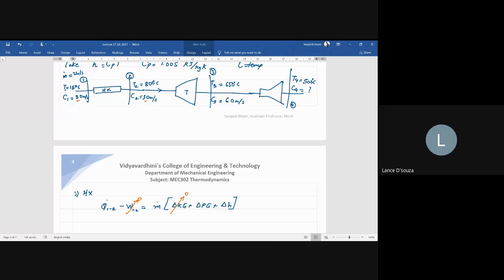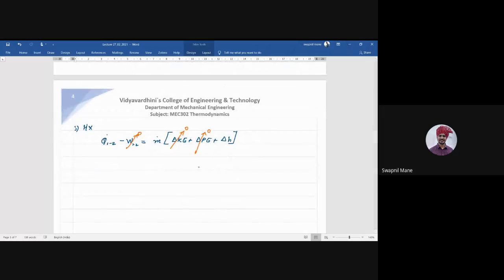Sir, 0 as well. Correct. There is no mention of change of height or change of datum, so it will become 0. So now our equation will be Q1 to 2 equal to m dot into delta H. And you know the value of delta H. What is the value of H? H is Cp into T. Yes or no?